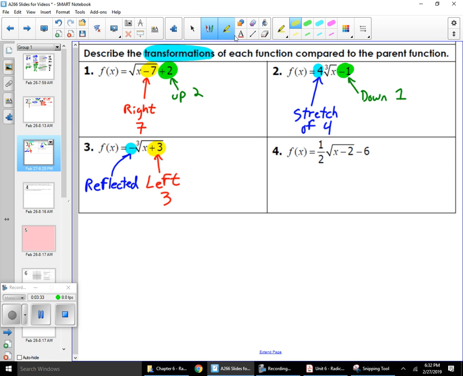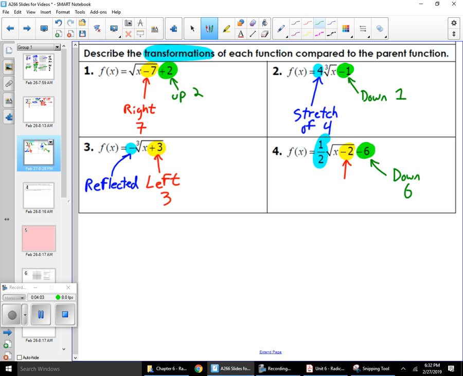And last but not least, taking a look at number 4, this one has a little bit of everything. Got a -6 on the outside, a -2 underneath the radical, and then I also have this half that's sitting around out front. So the -6, that's a k value because it's outside of the radical. That's a vertical shift, and that's telling me that I need to move my graph down 6 units.